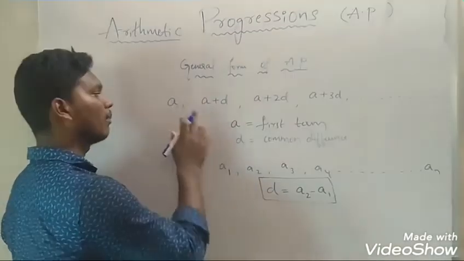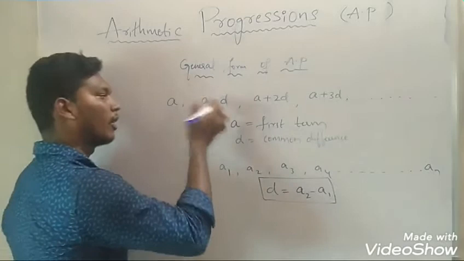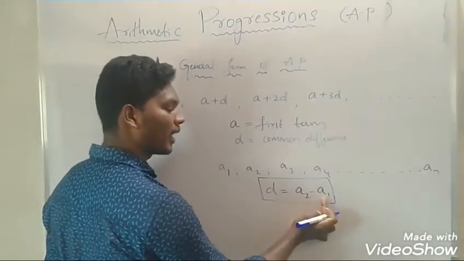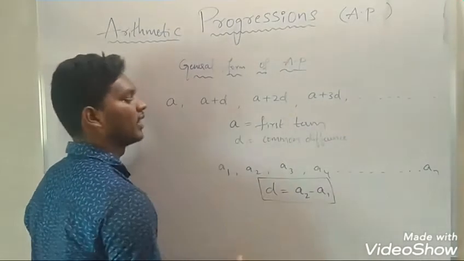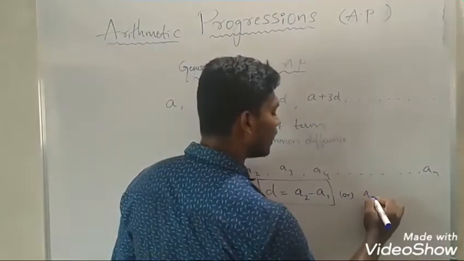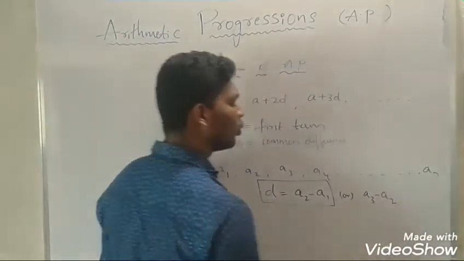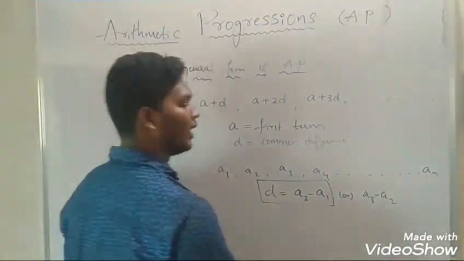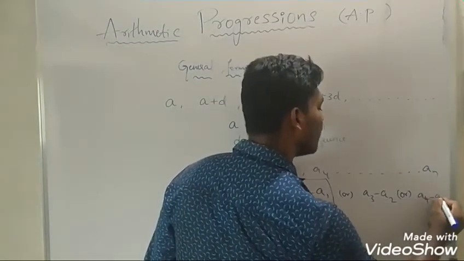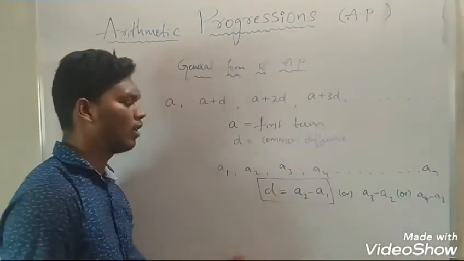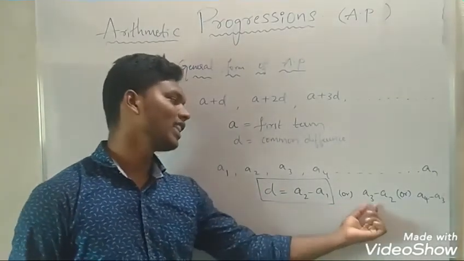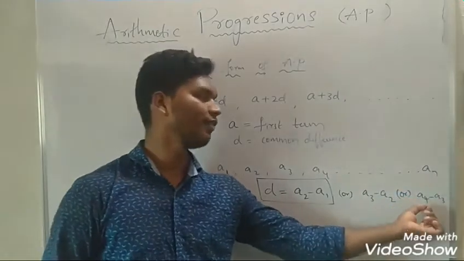That means we are subtracting the first term from the second term. So see, friends, A2 minus A1. Not only this, you may write A3 minus A2, or A4 minus A3. So these are all the formulas for common difference: A2 minus A1, or A3 minus A2, or A4 minus A3.